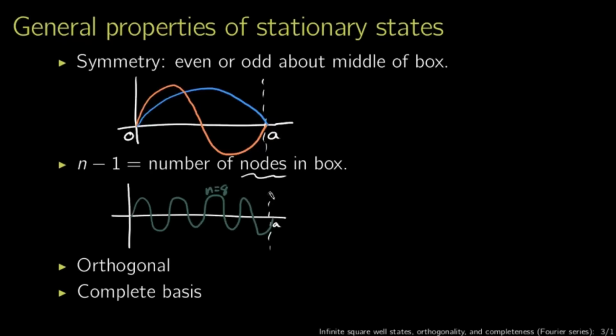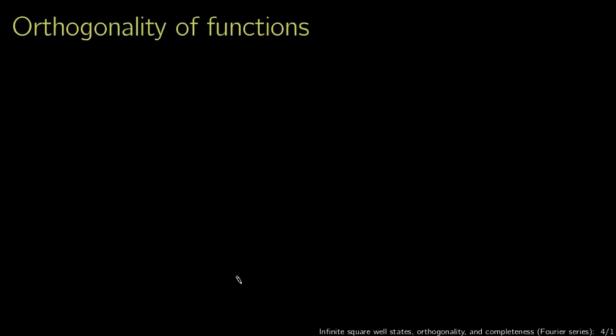These symmetry properties are nice. They help you understand what the wave function looks like, but they don't really help you calculate. What helps you calculate are the orthogonality and completeness of these wave functions. So what does it mean for two functions to be orthogonal? Let's reason at this from a perspective which you're more familiar, the orthogonality of vectors. We say two vectors are orthogonal if they're at 90 degrees to each other, for instance.